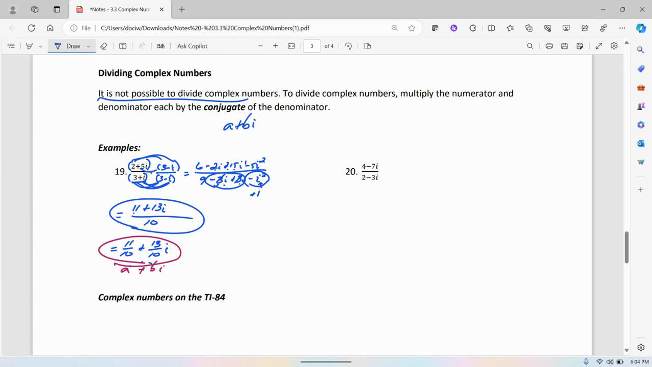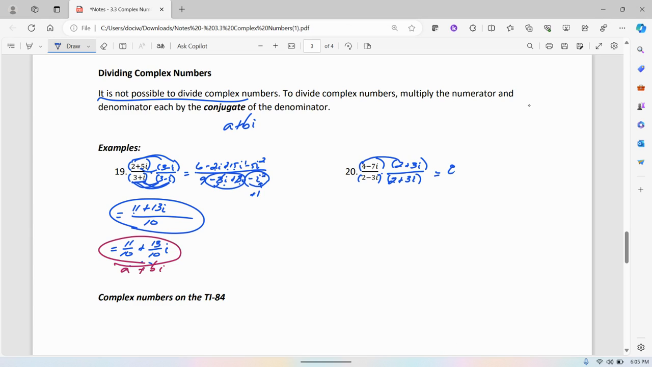Number 20, I'm going to multiply it. And again, if you want to pause the video, try it on your own, and then come back and see if I did the same thing that you did. What I would do for 20 is my current denominator is 2 minus 3i. So I'm going to multiply the top and the bottom both by 2 plus 3i.